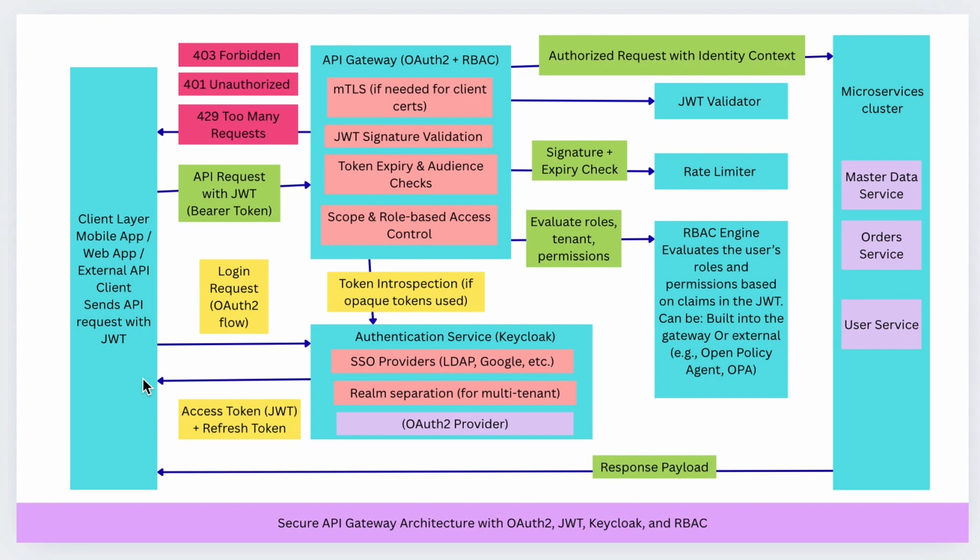First, we have the client layer, which contains components like mobile apps, web apps, and third party API clients. Here we have the initial data state where the client has no token. It may have just user credentials like username and password, or is ready to initiate an SSO login. It cannot access any protected API yet.